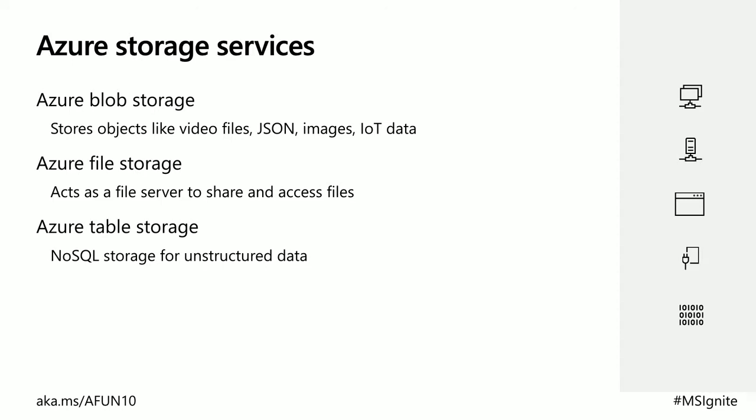And when we talk about storage, this would be things like blob storage, and so this would be where you would store objects like a video file or a JSON file or images or Internet of Things data. We also have a file storage option if you want more of a standard file server sort of setup. And then we have table storage, which is our NoSQL storage for unstructured data. And there's also a talk on this path with Azure Storage Fundamentals that is also taking place tomorrow.